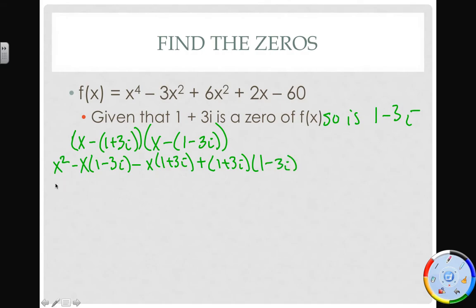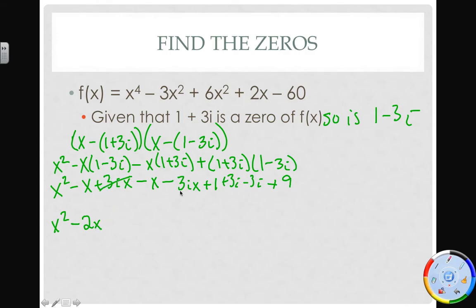I know this is long, but it's something we've done before. So I get x squared minus x plus 3ix minus x minus 3ix plus, here you've got to FOIL this complex number, so you get 1 plus 3i minus 3i minus 9i squared, which means plus 9. And then I'm going to simplify. I'm going to write this down here a little bit. I'm going to say, okay, x squared minus x minus x is minus 2x. This goes away with this. This goes away with this. And I get 1 plus 9 is 10.